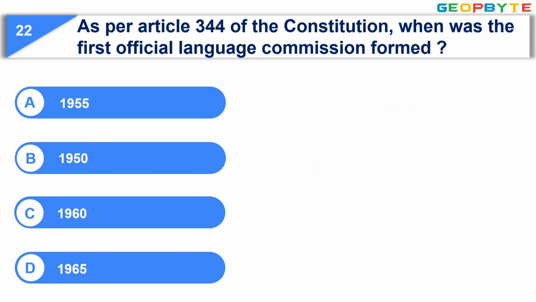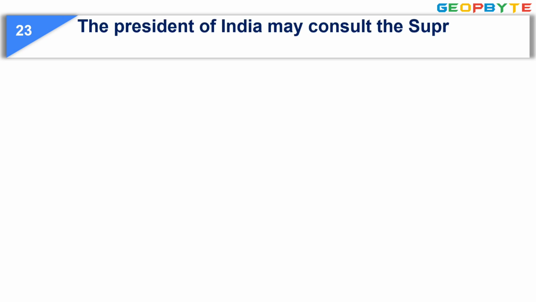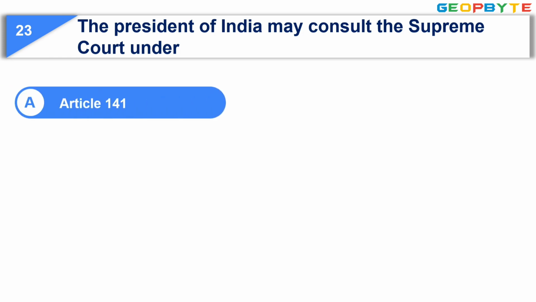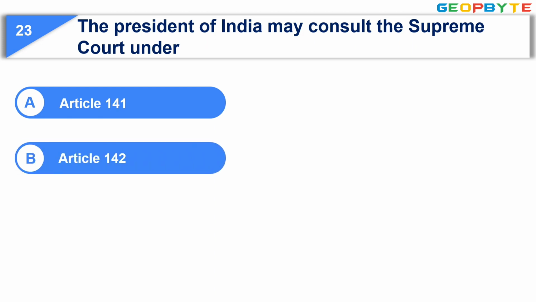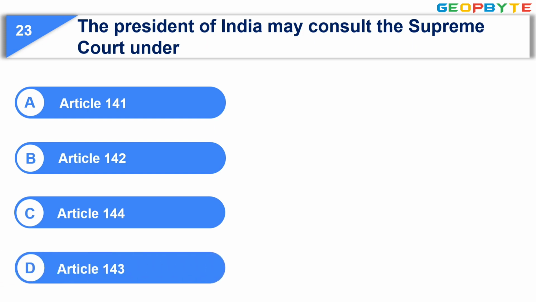Your time is up and the correct answer is option A, 1955. Moving to the next question. The President of India may consult the Supreme Court under option A, Article 141, option B, Article 142, option C, Article 144, option D, Article 143. Your time starts now.